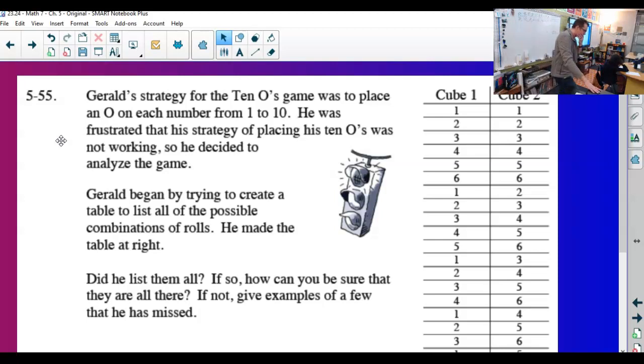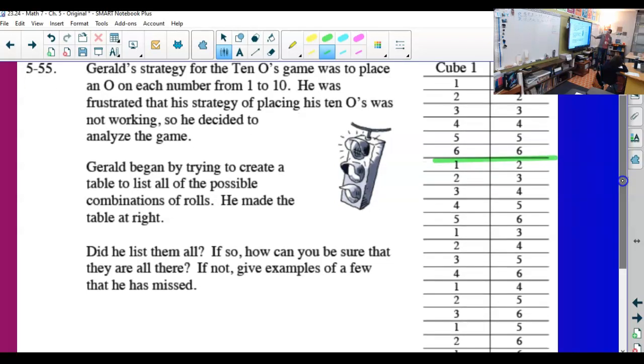So Gerald, a little nod to Hey Arnold, because Gerald was Hey Arnold's friend, but you guys probably don't even know what that show is. Gerald's asked to make a table to show the results. So Gerald starts to do this. If cube 1 and cube 2 match, up until here, right? And then what's up with cube 1 versus cube 2? Then cube 2 is 1 more than up until here.